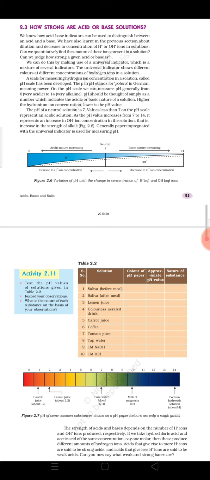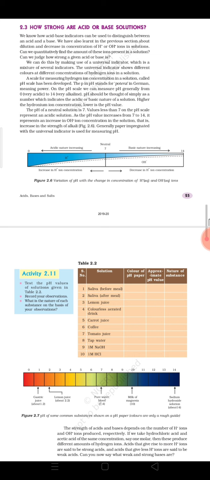But what happens in strong acids? If you are taking H2SO4 or HCl, and suppose you are adding 1000 molecules of H2SO4 or HCl in water, then from those 1000 molecules, more than 990 molecules will be broken down into their constituent ions. So the more molecules are broken down, the more hydrogen ion or hydronium ion will be released, and as more hydrogen ion is released, the concentration of hydrogen ion in the solution will be much higher, and that is why it is said to be a strong acid.